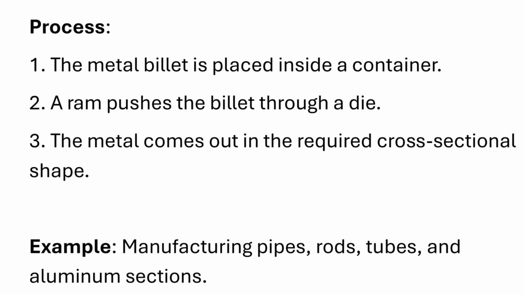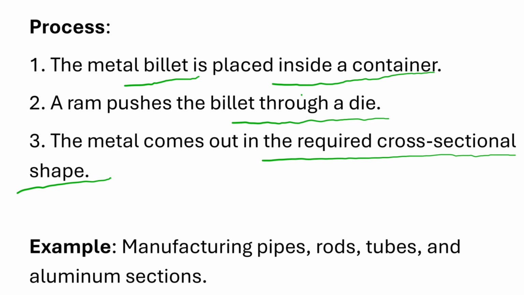Coming to the process of extrusion, first we have to take the metal billet and place it inside the container. The ram pushes the billet through a die. It will take the shape of the die, and the metal comes out with the required cross section of the shape. You will get a proper shape of the material. We are making pipes, rods of any shape, tubes and aluminum sections with the extrusion process.